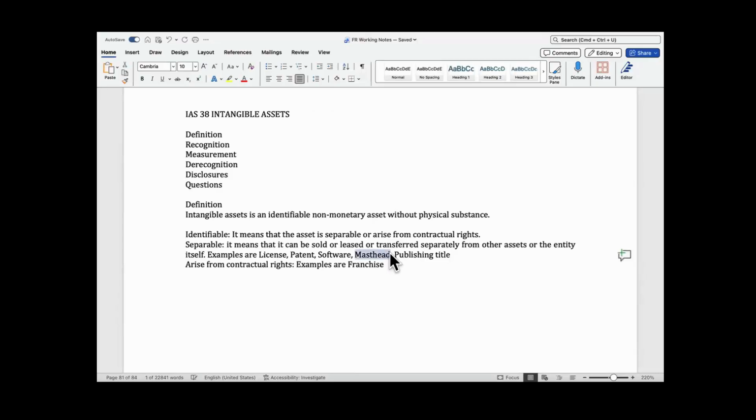Now, is there anybody in this class that can enlighten us? What does masthead mean? Masthead. What does it mean? Just for the purpose of discussion. No doubt it is an intangible asset, but masthead. Anyone?